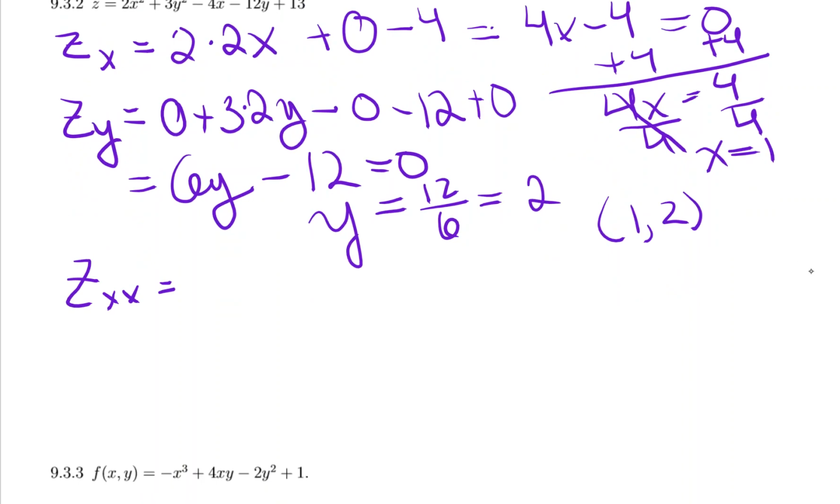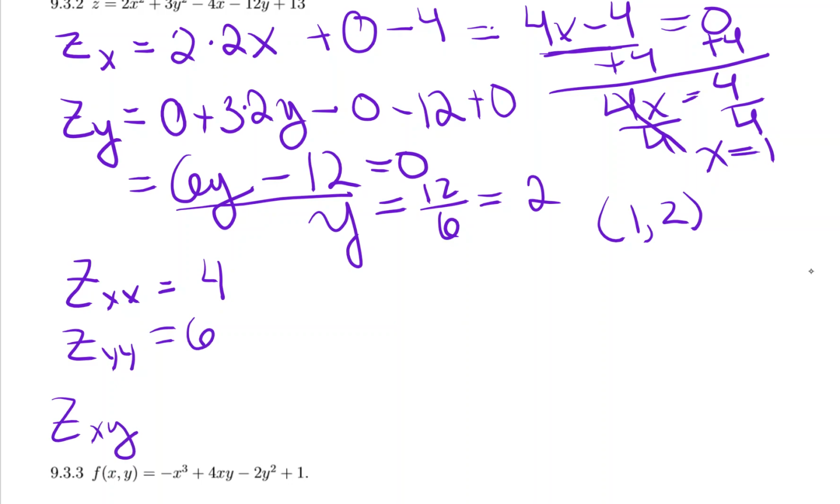So I'm going to take the x derivative and derive it again, which will just give me a 4. I'm going to take the y derivative and derive it with y again, which will just give me a 6. And then if I do zxy, which would be the y derivative of the 4x minus 4, that's just going to give me 0, because we're doing the y derivative, and that means we treat x as constant. So that tells us that D is going to be 4 times 6 minus 0 squared.